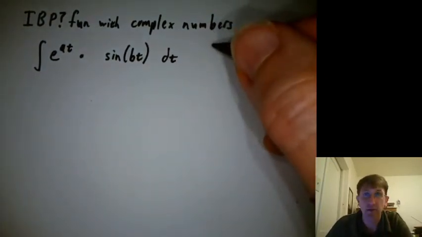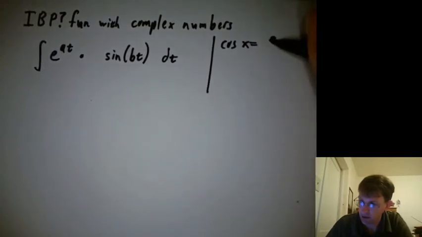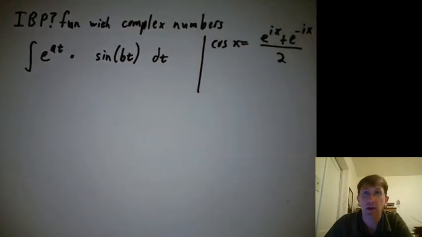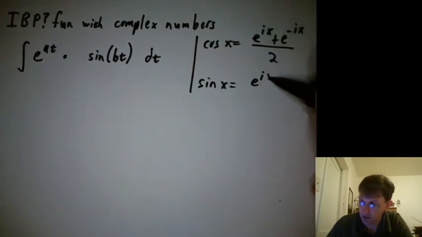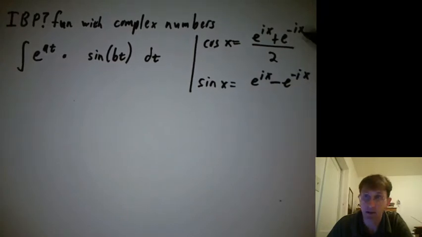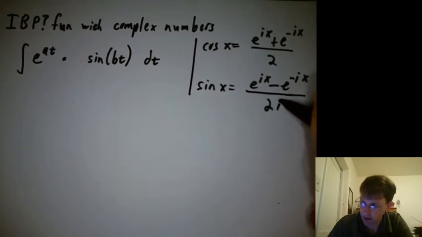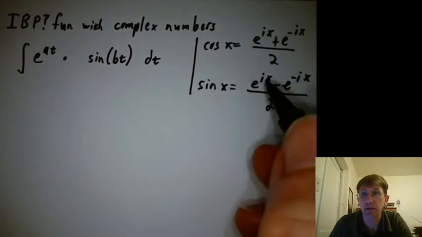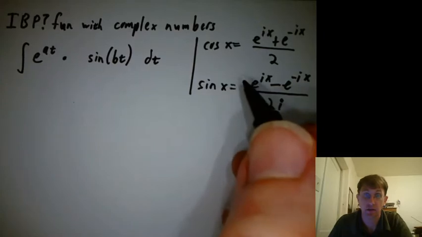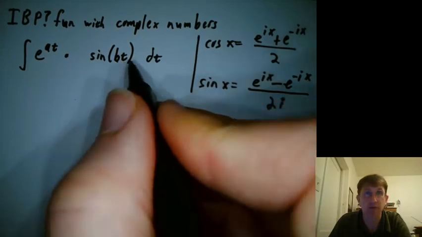You might not have seen this before, or maybe you have. Cosine x can also be written as e to the ix plus e to the minus ix, over 2. And that's cosine. How about sine? Sine x can be written as e to the ix minus e to the minus ix, so very similar except for a minus here, and then divided by 2i, so it's a little bit different. But let's use that, because that'll turn things into powers of e, and powers of e are fairly straightforward to integrate. So let's write this sine x here, but instead of x, we'll have bt, right?